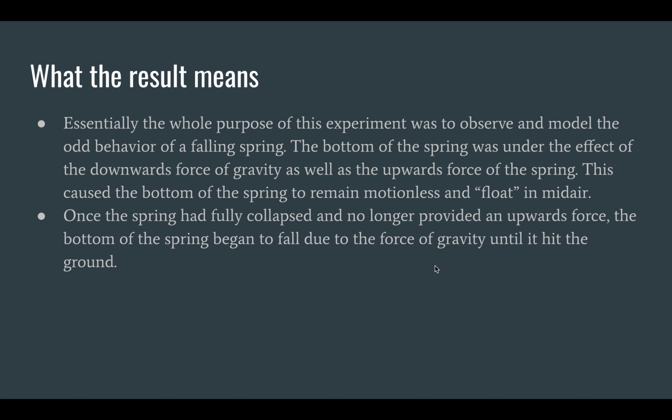So what the result means is essentially the whole purpose of this experiment was to observe and model the odd behavior of that falling slinky. The bottom of the spring was under the effect of the downwards force of gravity as well as the upwards force of the spring. This caused the bottom of the spring to remain motionless and float in midair. Once the spring had fully collapsed and no longer provided that upwards force, the bottom of the spring began to fall due to the force of gravity until it hit the ground.